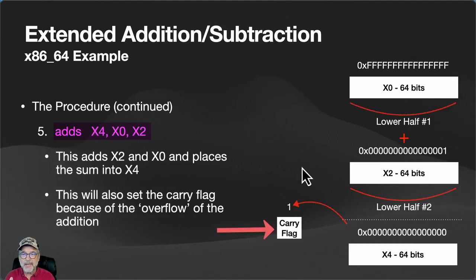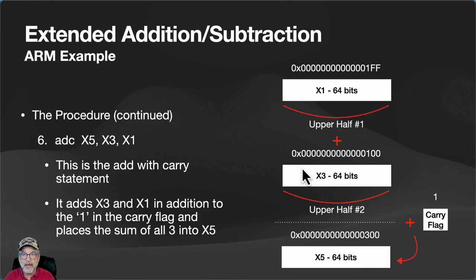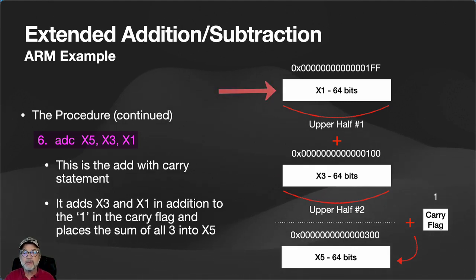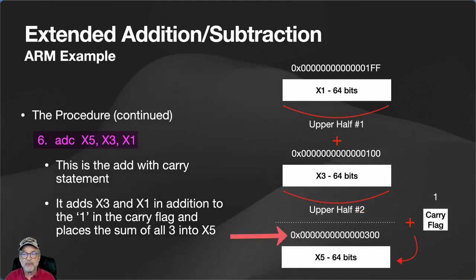Now we have to grab that carry flag and put it in the upper half. So to do that, we use the adc instruction. And what we're going to do is add x3, which is the upper half, number 2, to x1, the upper half, number 1. And we're going to put that result into x5. And that's also automatically going to add the 1 from the carry flag. So 1FF plus 100 is 2FF. Add the 1 from the carry flag, and we get 300.